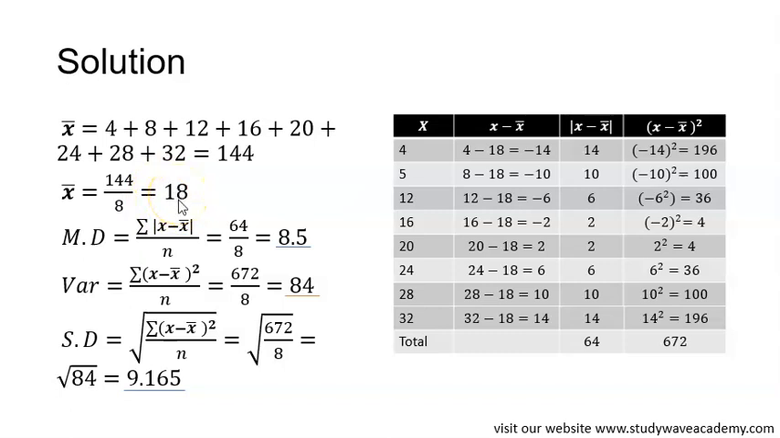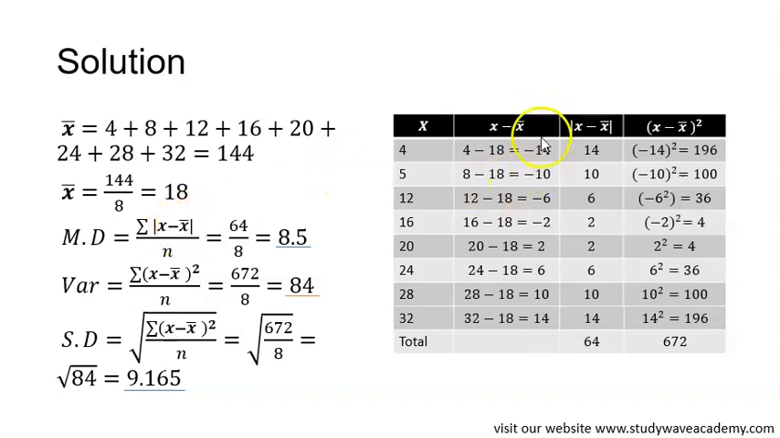Let's look at our mean deviation formula to see what is next: the sum of |x minus x bar| over n. This is the mean deviation formula, right? We have gotten our mean, which is the x bar. Now the next step is to get the sum of x minus x bar. This x represents each data point, right? So we are going to subtract the mean, which is 18, from each data point, okay?